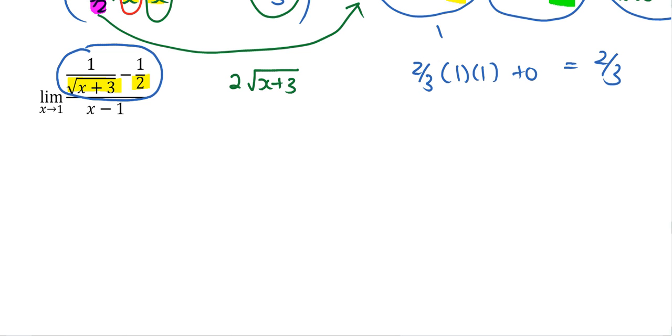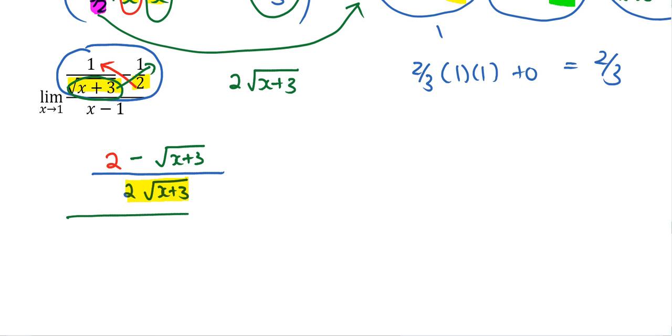Okay, so I'm going to take this 2 and bring that to the top. That's going to be 2. And then I'm going to take my square root and move that to the top. So this will be minus the square root of x plus 3. And then I'll divide that all by 2 times the square root of x plus 3. This is my common denominator, so I can put everything under 2 times the square root of x plus 3, all divided by x minus 1, and then write my limit statement as x goes to 1.